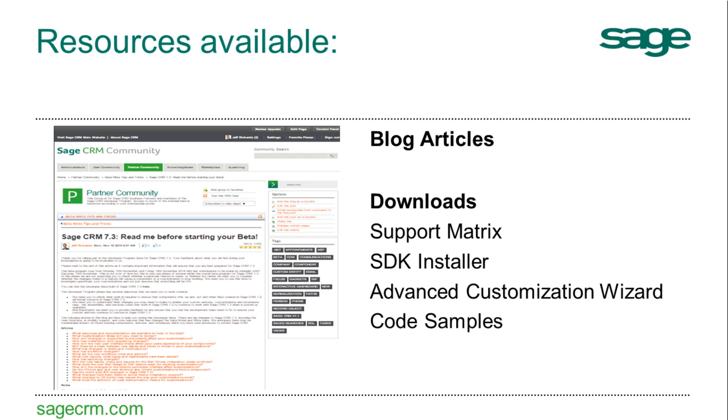In addition to that, you will also find that there are important documents and resources for developers. You've got access to the full support matrix, the latest support matrix which describes the supported environments for Sage CRM 7.3. The SDK installer is immediately available on release of the core product, as is the advanced customization wizard or main entity wizard for Sage CRM 7.3, and a whole set of code samples which demonstrate API techniques are also available. In addition to that, all of the topics which we're covering in this lesson and in the 3 other lessons which make up the technical deep dive are backed up by blog articles on the community.